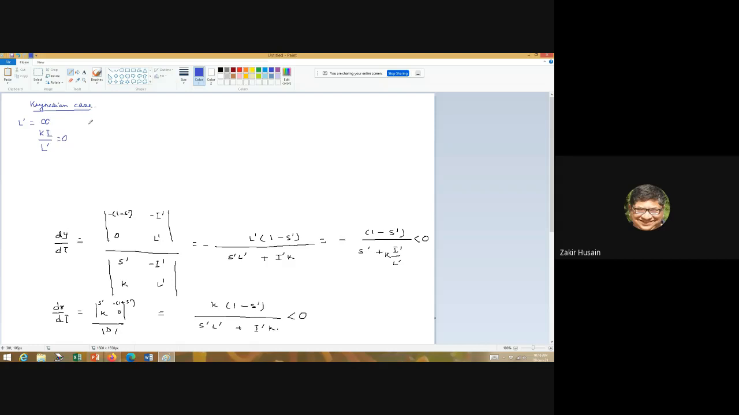Okay, so dy/dt is equal to 1 minus S prime. This is S prime. In dr/dt, again this part will be 0. So dr/dt is equal to 0.